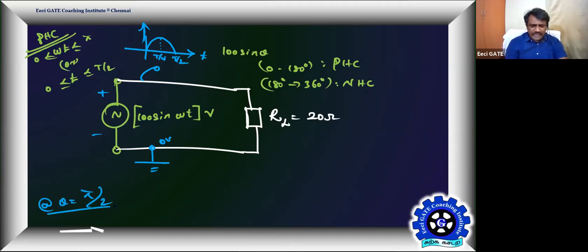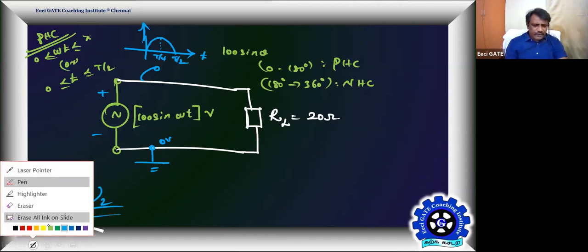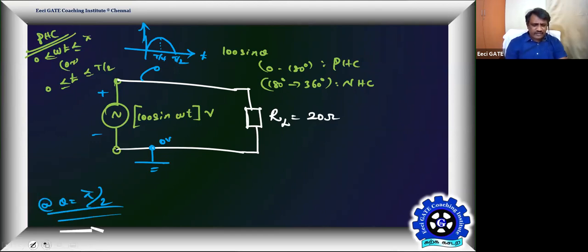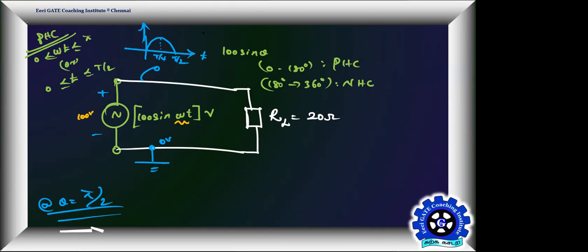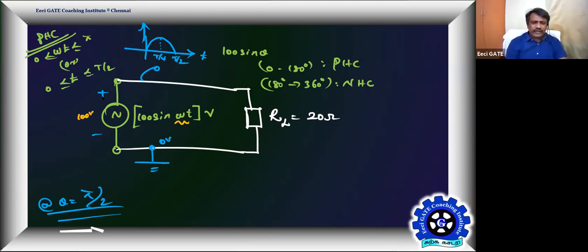Let us make a simple analysis in the circuit. At theta equal to pi by 2, tell me what's the voltage of the source. At theta equal to pi by 2, omega t equals pi by 2. Sin pi by 2 is 1. So the voltage is going to be exactly 100 volt. Getting everyone? All of you getting? Following? Yes, sir. Anyone say yes? Fadil. Yes, sir. Okay. So then at theta equal to pi by 2, the voltage source is 100.